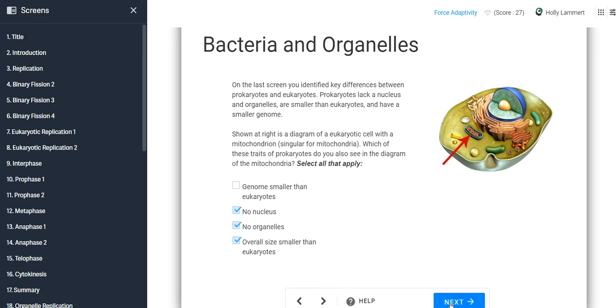Okay, so the fascinating thing about the mitochondria is that there is this theory that the mitochondria was a bacteria that was actually engulfed by a larger cell. And so what is true about that smaller mitochondria is that it also does not have a nucleus, because it's kind of like a bacterial cell. It's like a prokaryote that's been engulfed by this larger eukaryote. No organelles, and an overall size smaller than eukaryotes.